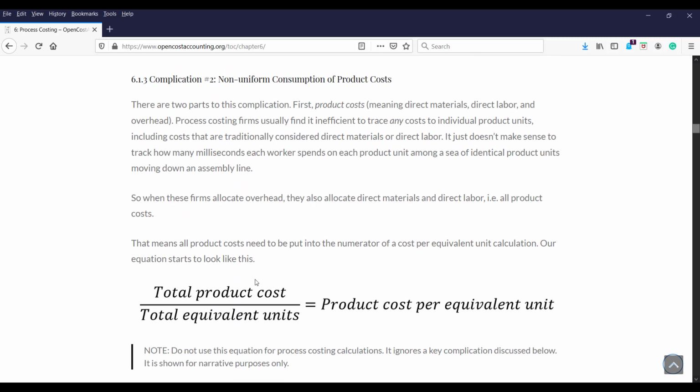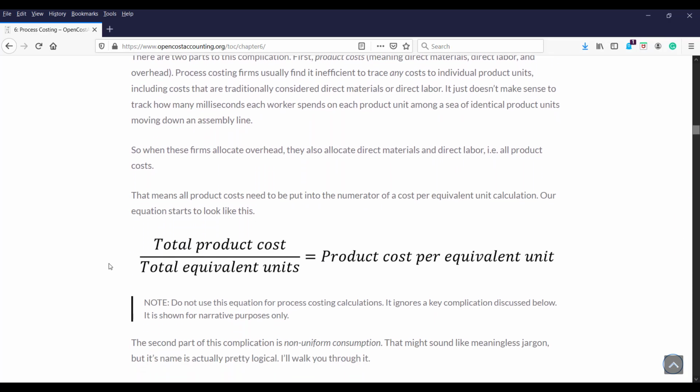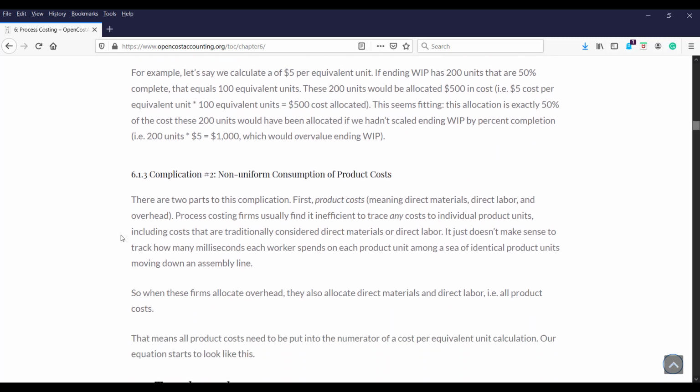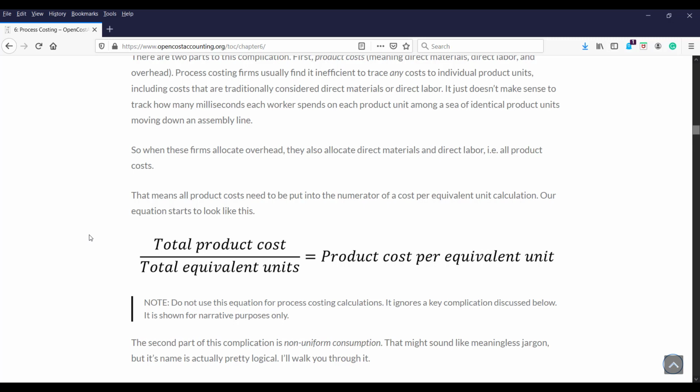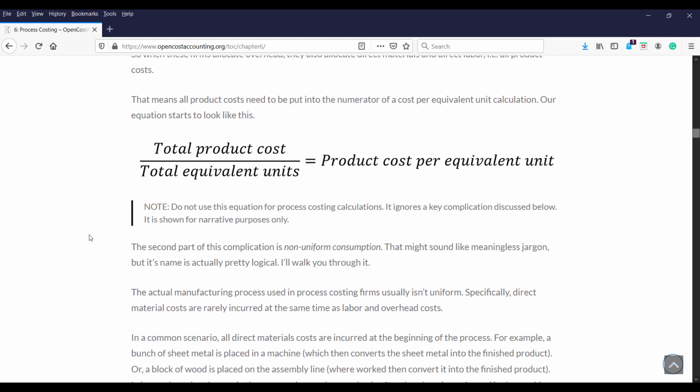Okay, so now we've changed it. We have total product cost over total equivalent units. We used to have just overhead costs, but now we're just going to treat all product costs like this. Just let's average them all and apply them to the units that come across the assembly line. And so now we have this rate of product cost per equivalent unit now. The problem with this is why this complication is called non-uniform consumption of product costs, is that typically, and this isn't always the case, but it happens so often that it has become the norm to teach process costing this way.